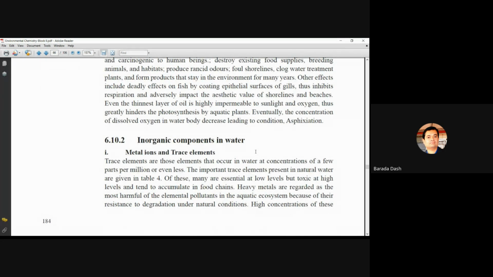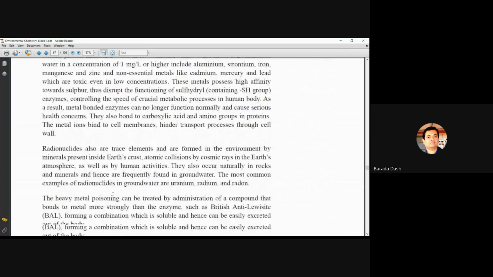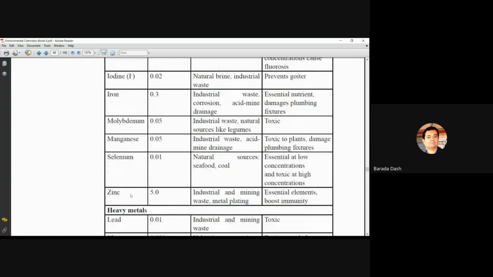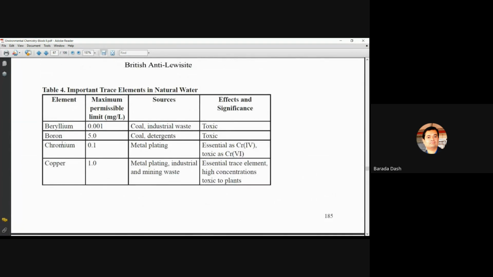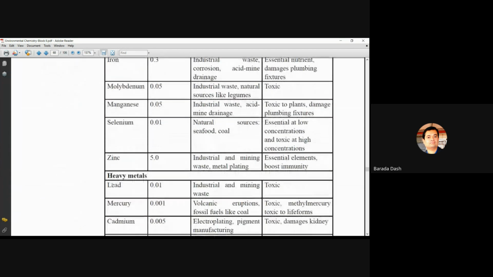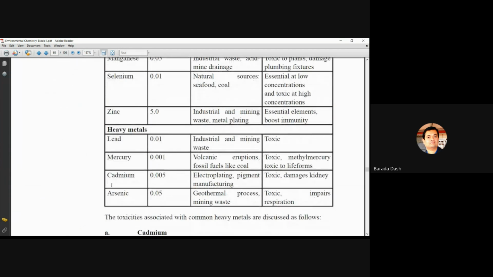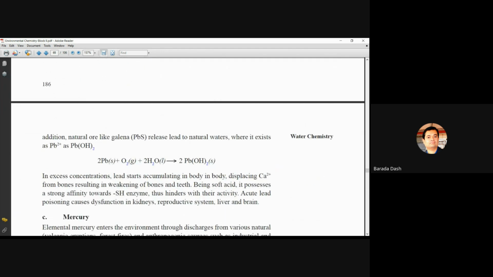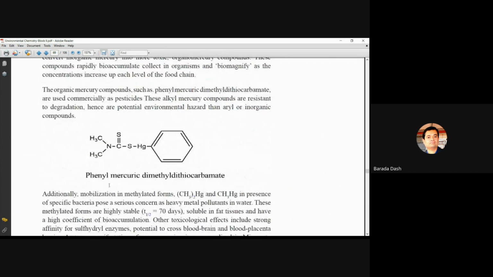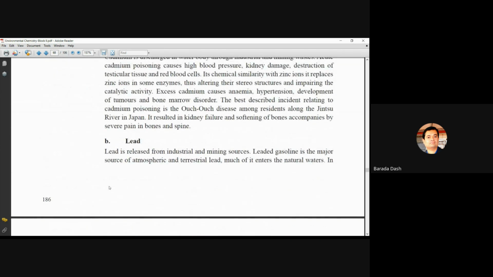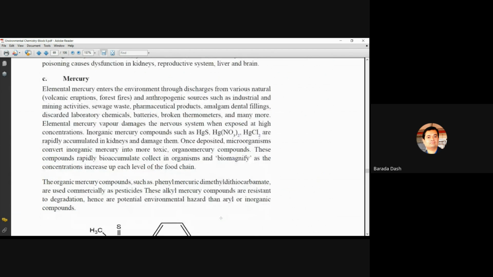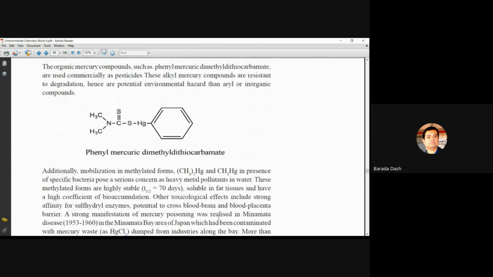Then inorganic components: metal ions, trace elements, and heavy metals like lead and mercury, and then beryllium, boron, chromium, copper, fluorine, iodine, iron, molybdenum, manganese, selenium, zinc, lead, mercury, cadmium. These are some inorganic components. I already told you in the last class that cadmium and lead have very detrimental effects. Mercury also has very detrimental effects. Cadmium causes itai-itai disease. Mercury has many detrimental effects on the kidney, liver, and human health.